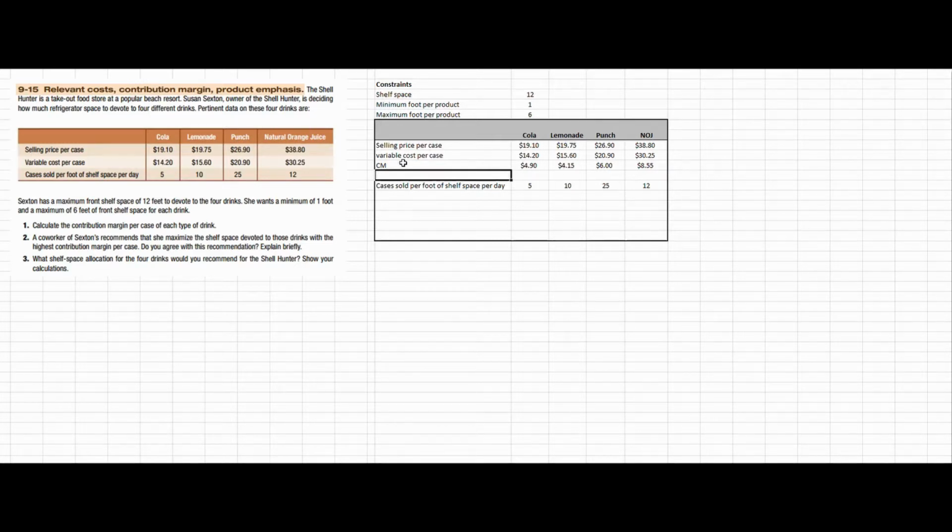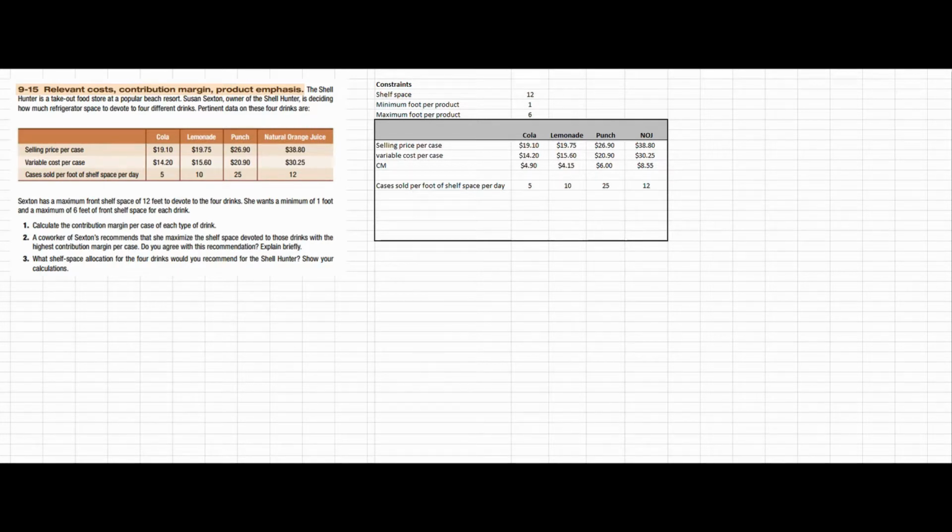because, again, we might be leaving out some relevant information. Specifically, this information right here, the fact that each one of these products makes different demands on our given resource here. In other words, if I dedicate one foot of shelf space to cola, I am going to be able to sell 5 cases, whereas if I dedicate that same foot of shelf space to lemonade, I can sell twice as much, 5 times as much, and a little bit more than twice as much. Okay, this is all relevant, so we need to include that.